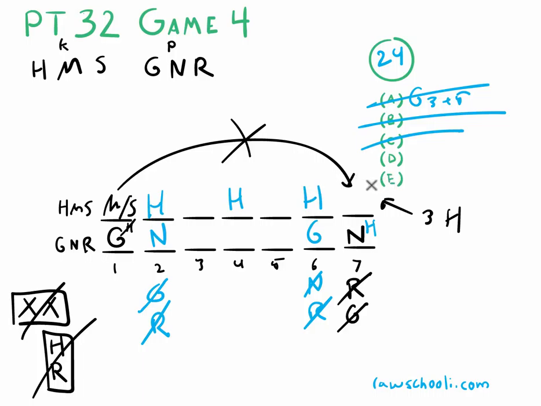Rottweilers on 3 days. That's just not going to work. You'd have to have 3 Rs all in a row, and that violates this rule. So again, we're left with D here as the correct answer choice.